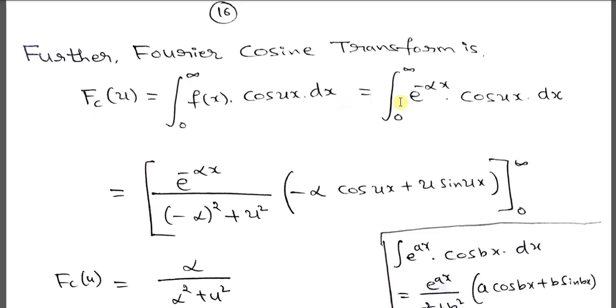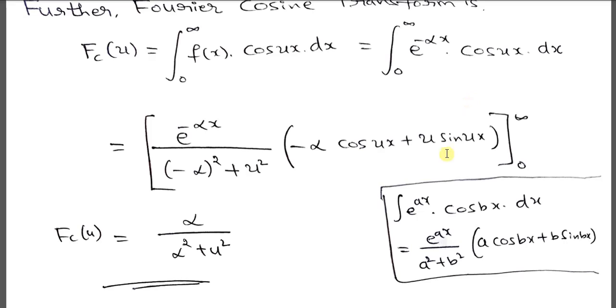Again f of x is e power minus alpha x. Again we have an exponential cosine function, so again we have to use the formula. The formula goes like this: integral of e power ax into cos bx into dx is e power ax by a square plus b square into a cos bx plus b sin bx. Here the value of a is minus alpha and the value of b is u. Apply these two values, simplify.